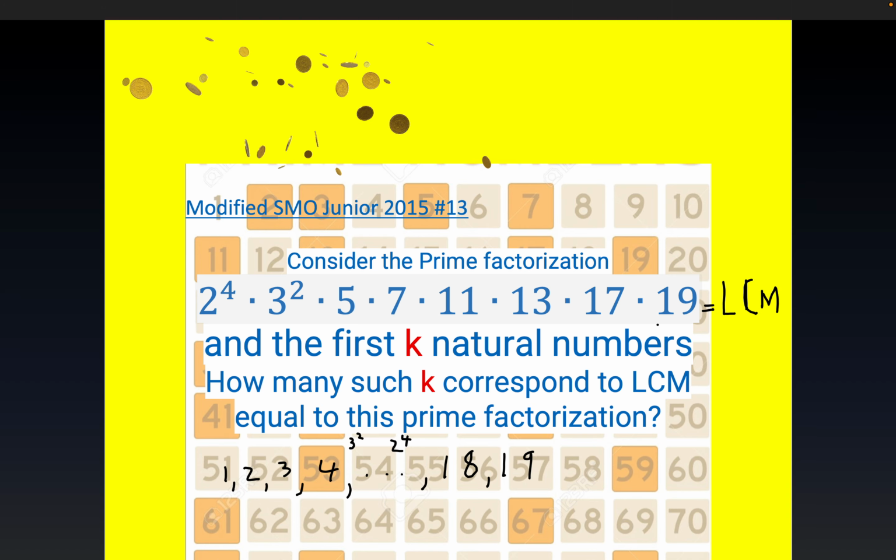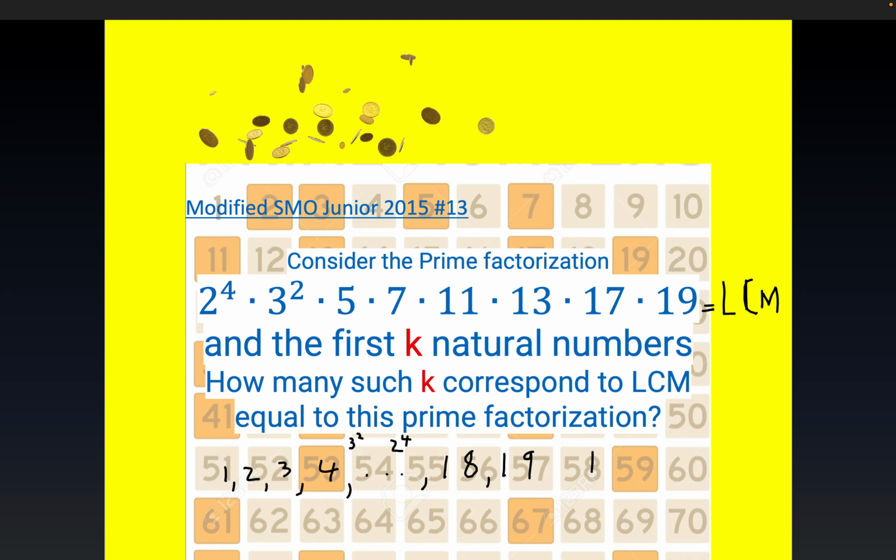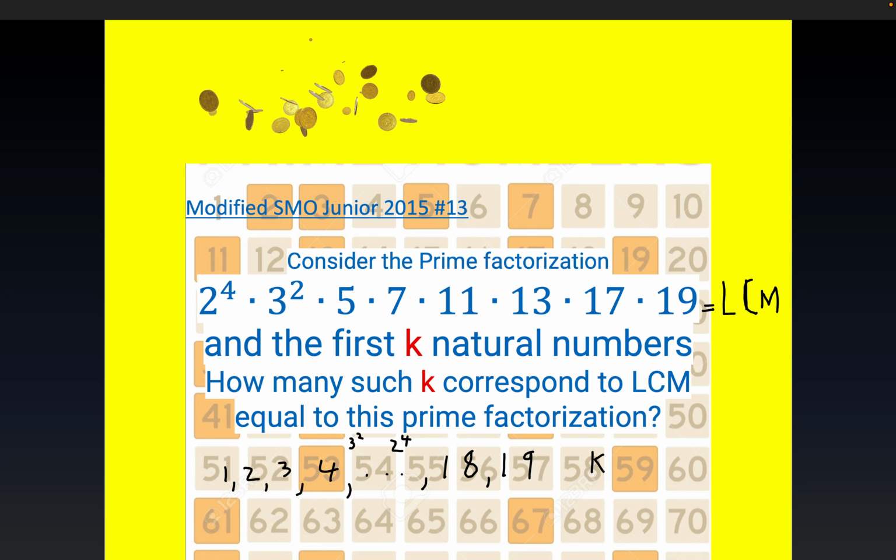So again, I'm claiming that this is the first such case. So we know that K equals 19 would be the smallest of the K's satisfying this condition, right?